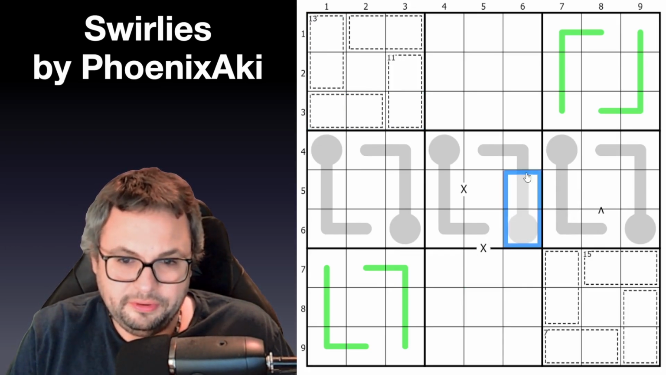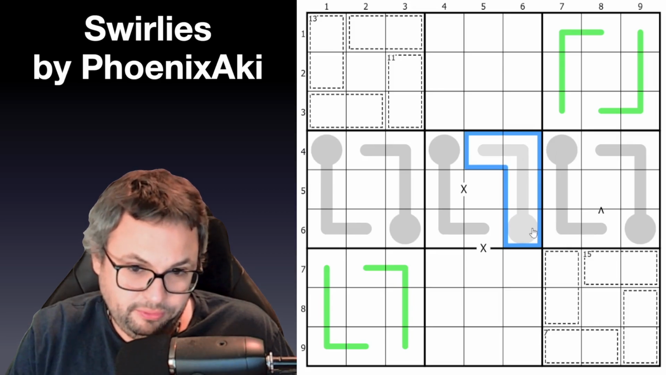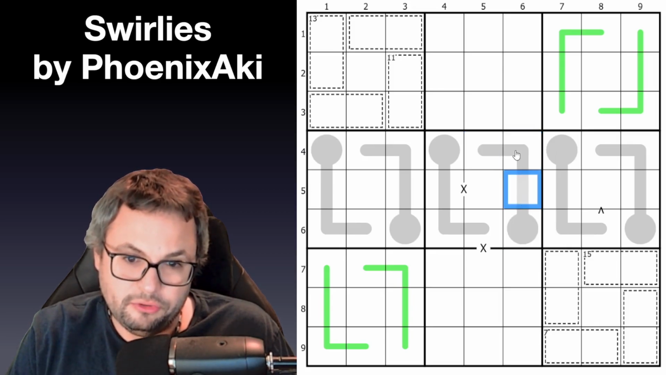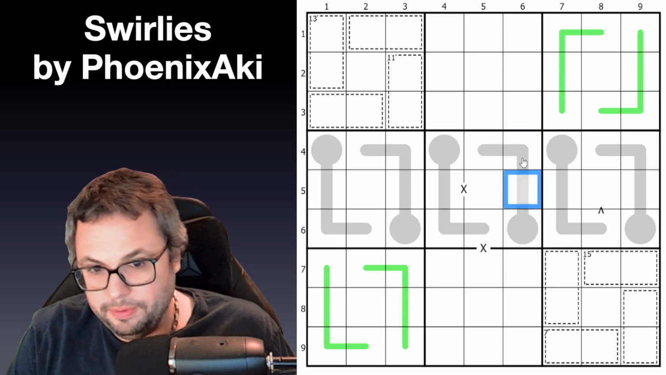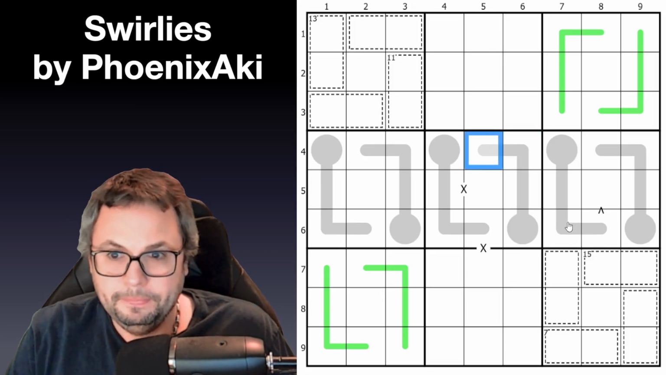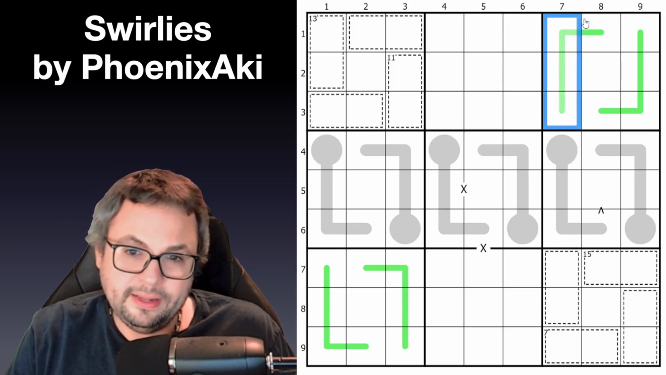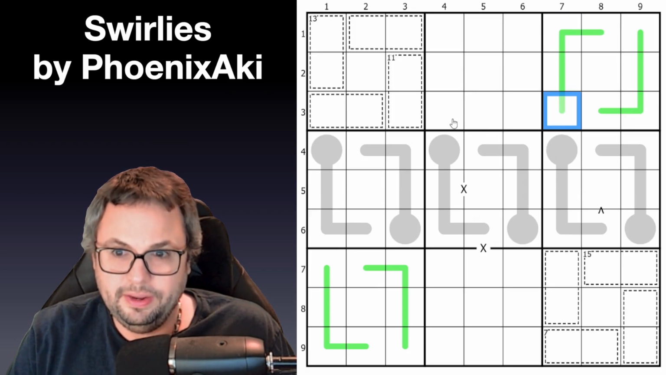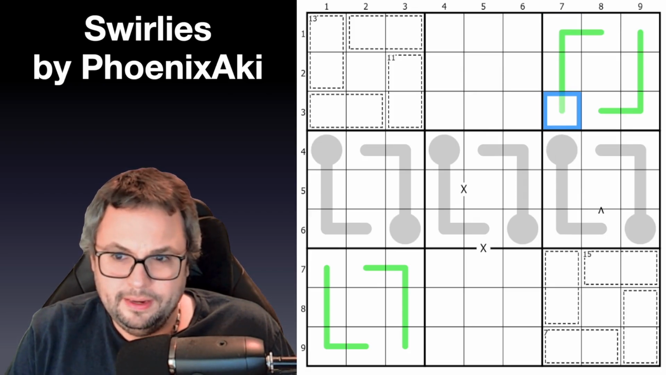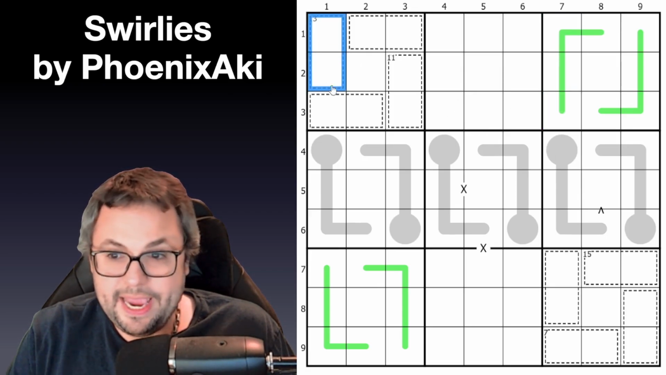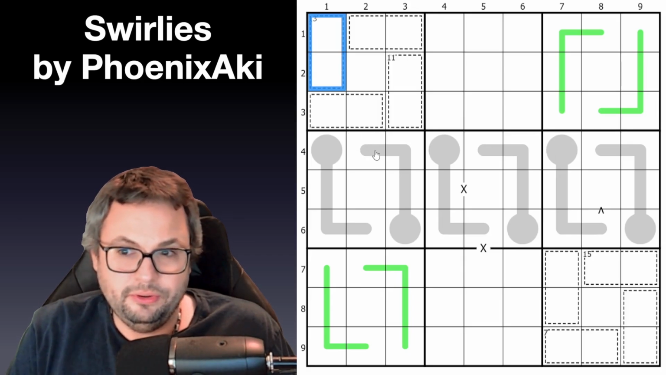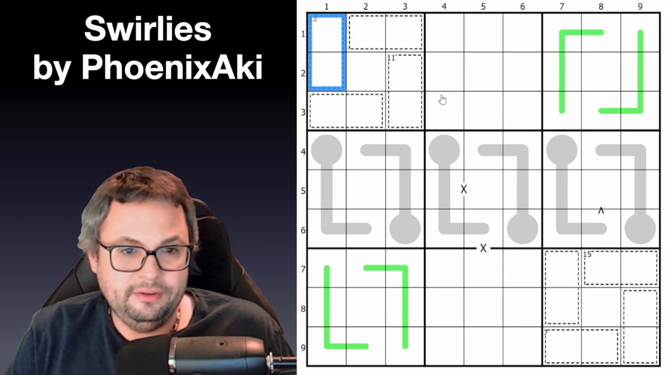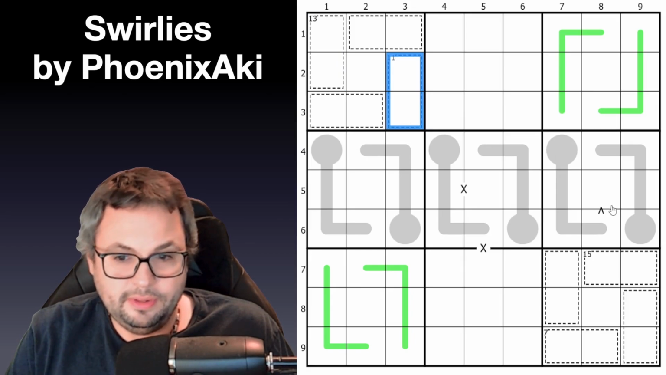We've got gray thermos, so we have to get strictly larger as we go up from the bulb to the tip here. Green lines are German whispers, so adjacent digits need to differ by at least 5, going along the German whispers. These are cages. They must sum to the total given, and so these sum to 13, these sum to 11.